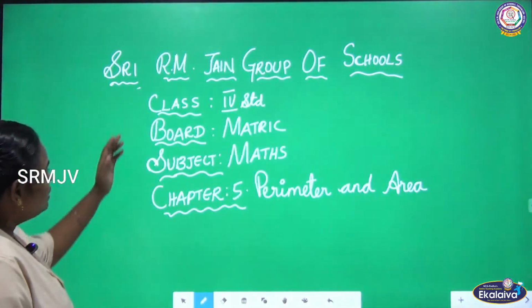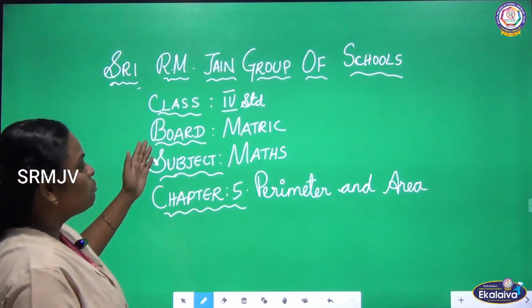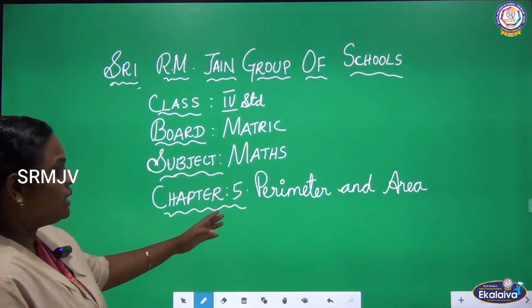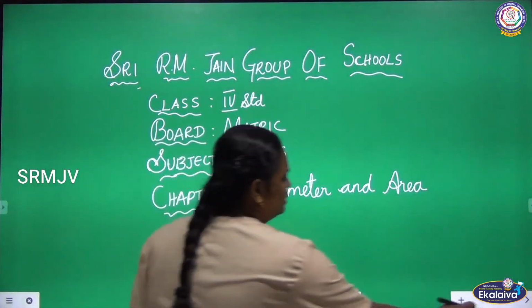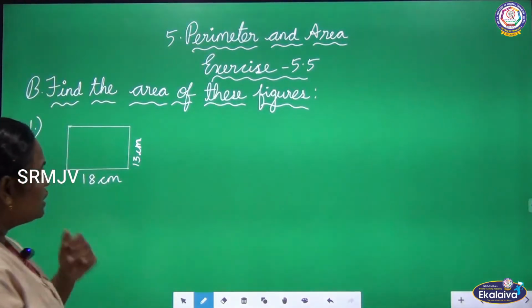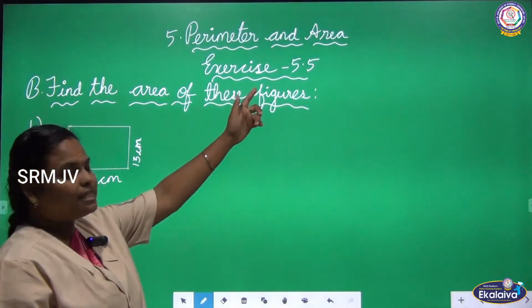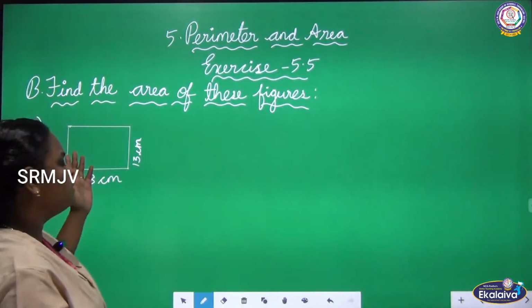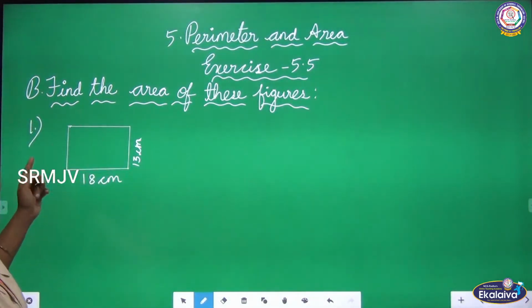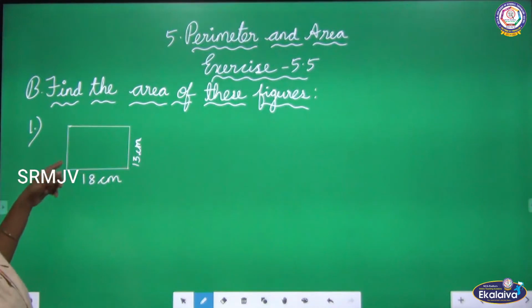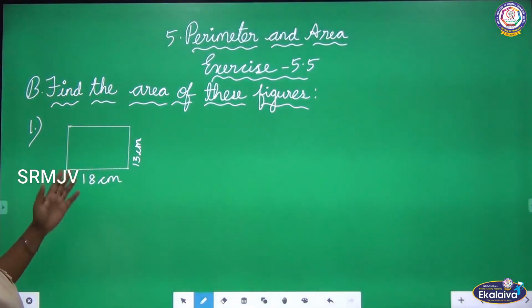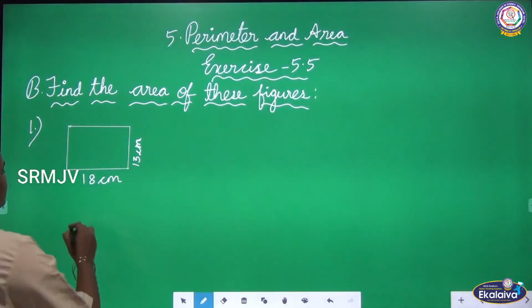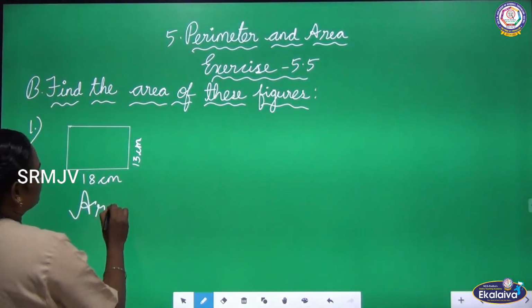Today we are going to see class 4 standard board metric subject maths, chapter 5, perimeter and area. In today's class we are going to see exercise 5.5, find the area of these figures. See what is the shape. Look at the diagram. What is the shape, children? This is a rectangle. So we are going to find out the area of the rectangle. Can you tell me what is the area of the rectangle?